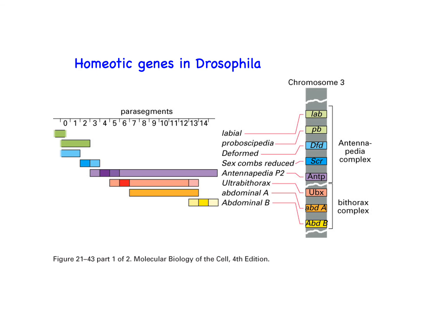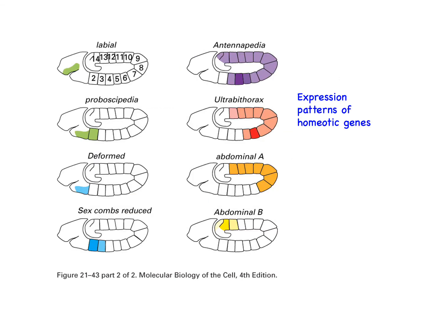If we look at a schematic of the embryo, we see again that they're expressed in different regions of the embryo. And if you look closely, you'll see that some of the segments have more than one homeotic gene expressed there, and that's what's going to give each its ultimate form. So they do combine to identify different regions on the embryo.